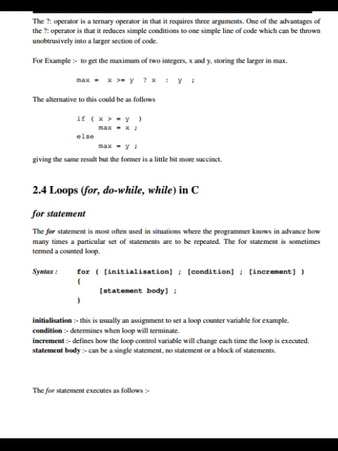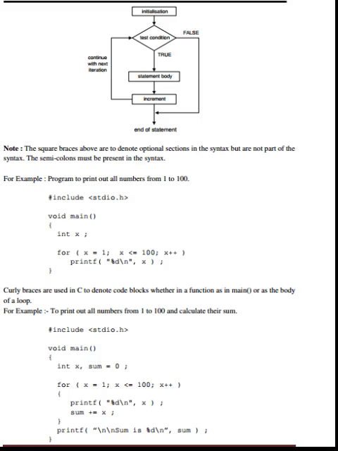The for statement is executed as follows. See the flowchart. Note the square braces above are to denote optional sections in the syntax but are not part of the syntax. The semicolon must be present in the syntax. For example, a program to print out all the numbers from 1 to 100. See the figure. Curly braces are used in C to denote code blocks whether in the function as in main or as the body of the loop. For example, to print out all numbers from 1 to 100 and calculate their sum.